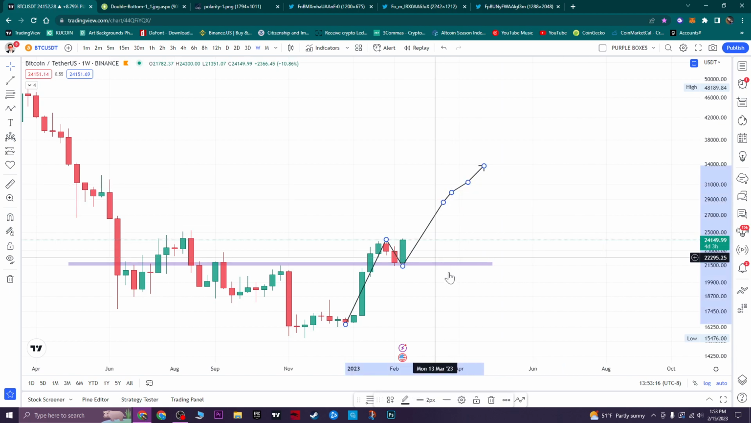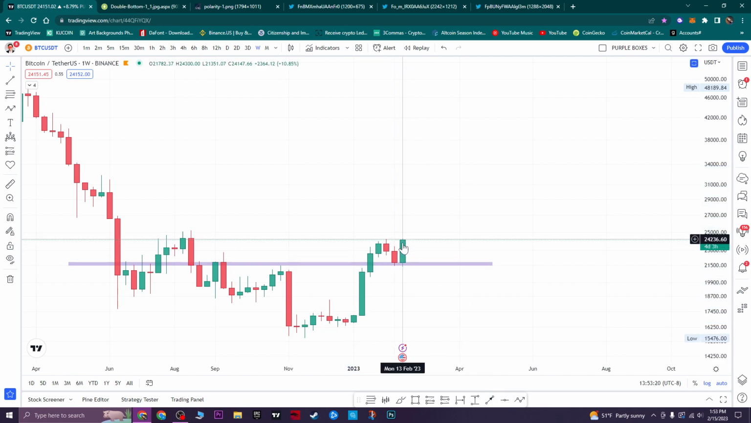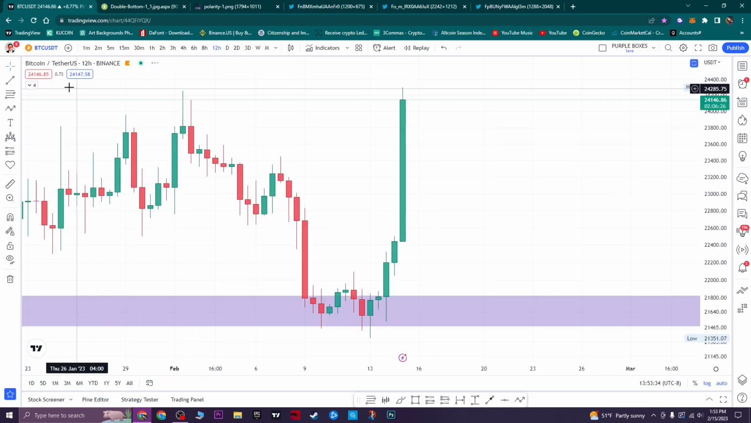Yep, just like that. Beautiful, beautiful. This is a bullish engulfing candle. This candle alone is eating up the previous 2 candles. That is a bullish engulfing candle. Beautiful. Now, what else do we got?